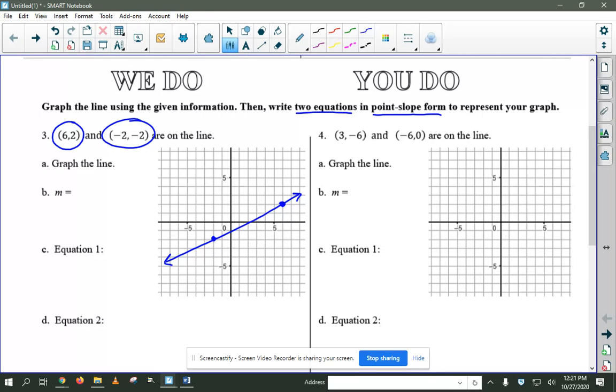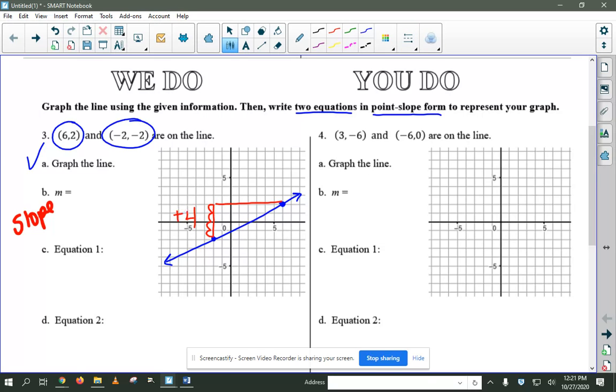All right, so A says graph the line. Check, I did that. Okay. B says m equals, remember, m is that slope. And yeah, I can use my slope formula to help find that slope. But if I have a graph, I could just count this on my graph. And remember, you can make those slope triangles to help you. Right, I'd have to go up 1, 2, 3, 4.